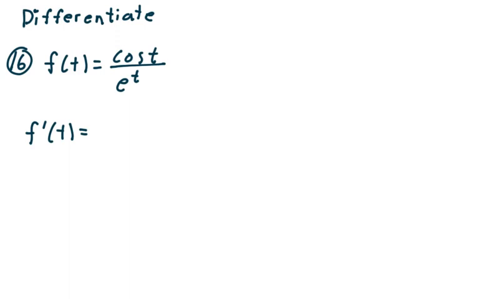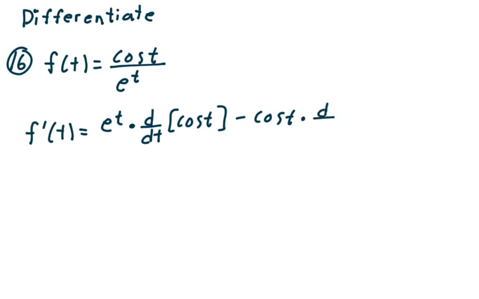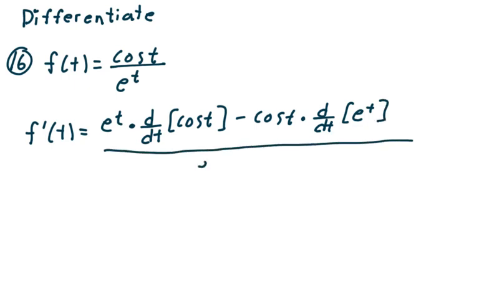Well, that's equal to e to the t times the derivative of cosine of t with respect to t. So you might notice I'm going to be applying the quotient rule. And then I'm going to take cosine t, multiply that by the derivative of e to the t with respect to t. And I'm going to divide by e to the t squared.